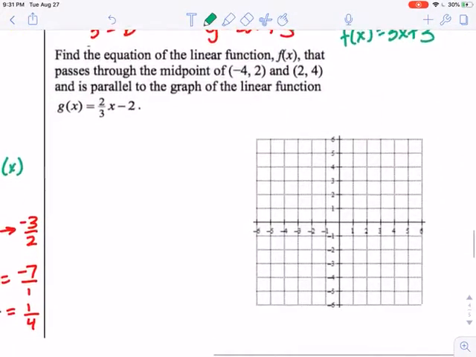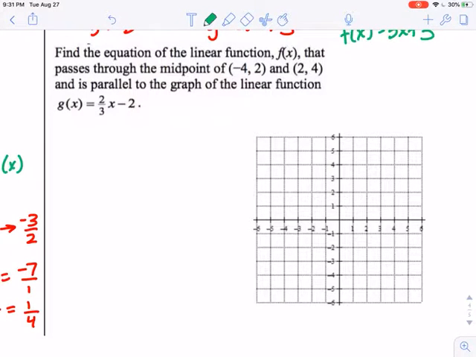And then finally, we have a second one. It says, find the equation of the linear function f of x. So we know our answer is going to be f of x that passes through the midpoint of this point and that point, and is parallel to the graph of the linear function. And we have g of x here. So it's passing through the midpoint. That means that these are not points that are on the line, but whatever is in the middle of them is. So we could do midpoint.